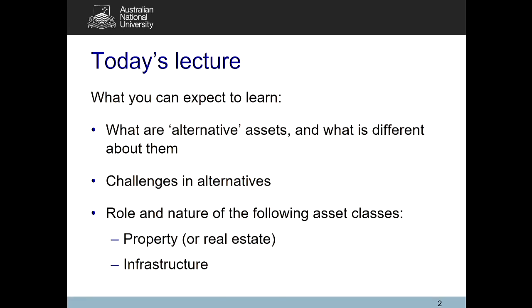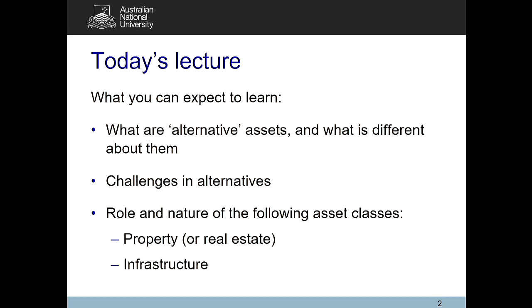All right, so in terms of what we're going to look at today, we're going to talk about what alternative assets are, or more specifically what they're not, and what's different about them when it comes to comparing them to our traditional asset classes, and when it comes to comparing them with each other. We're going to look at the challenges in alternatives, and we're going to look at our first two alternative asset classes, which is property and infrastructure.